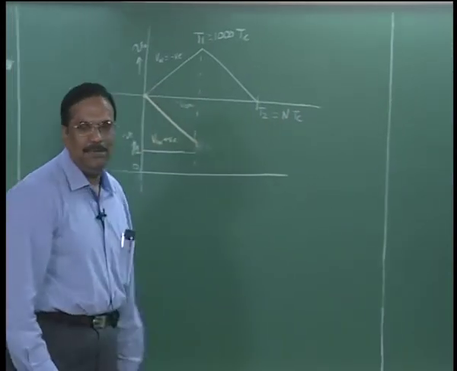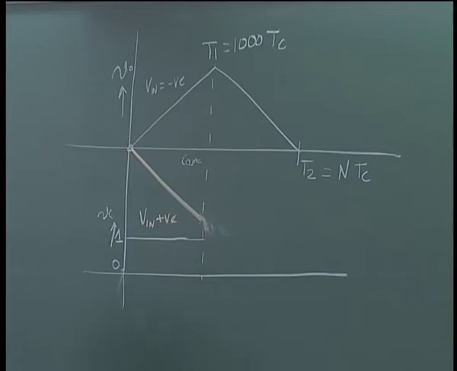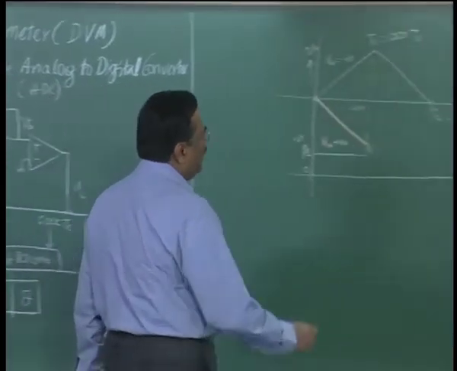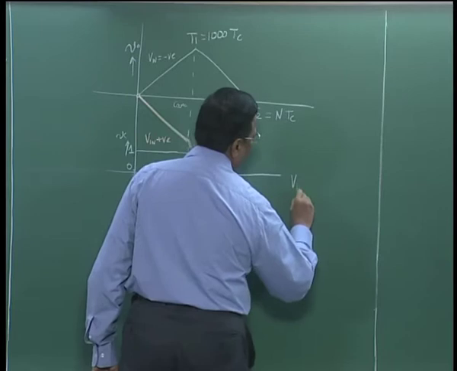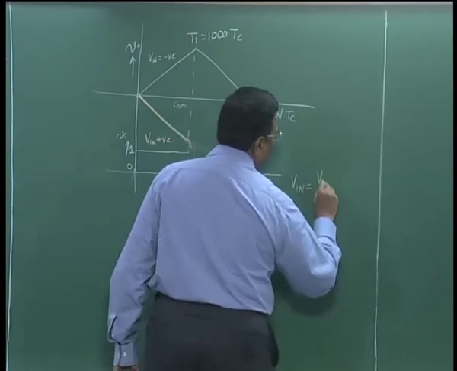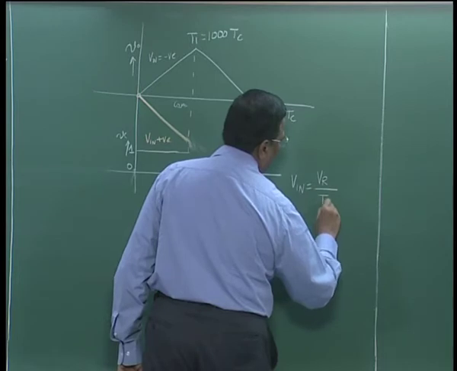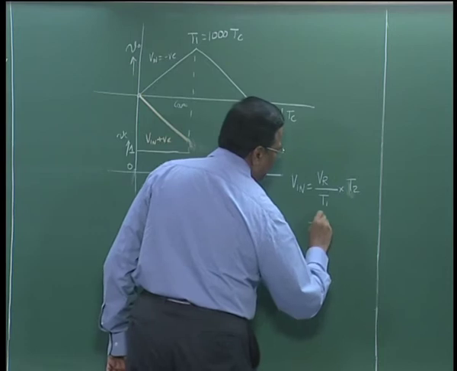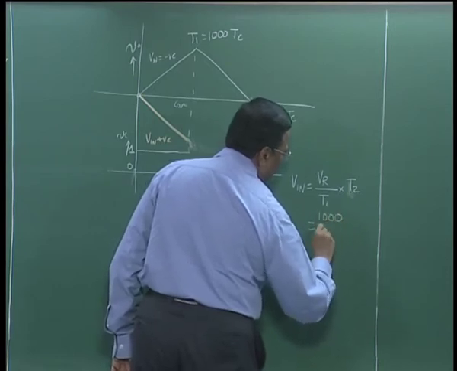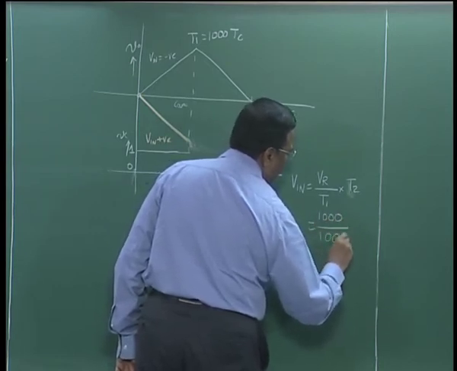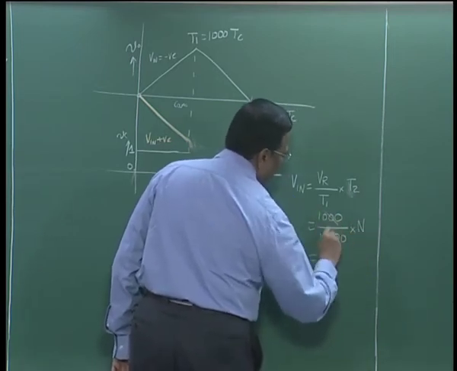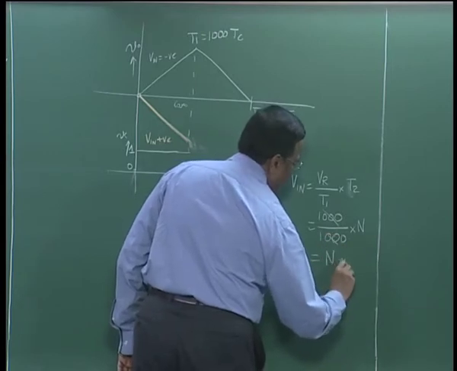cycle, right, because when I count 1 on my counter, what does it mean? 1 clock cycle is over. When I count 2, 2 clock cycles are over, right. At the end, of course, we have V in is equal to VR by T1 into n T2. This is what we derived yesterday. This would be 1000 millivolts divided by 1000 counts into n, or this would cancel out, n millivolts, right.